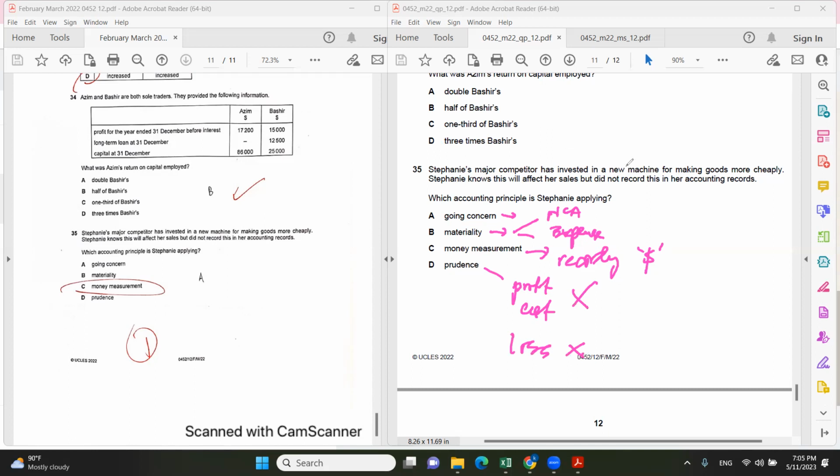So this one, why didn't we do the recording? Because it's not bought by us. So that's why we don't need to do the recording. Okay, now next, that's all for this paper.